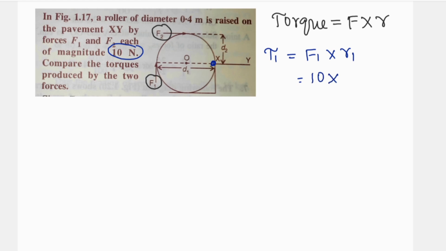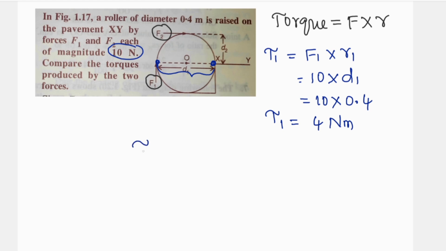Perpendicular distance. So in this case, this is going to be the perpendicular distance. So the perpendicular distance is equal to the diameter. That is, how much is the diameter here? 0.4. Then the torque due to the F1 force is 4 Newton meter.